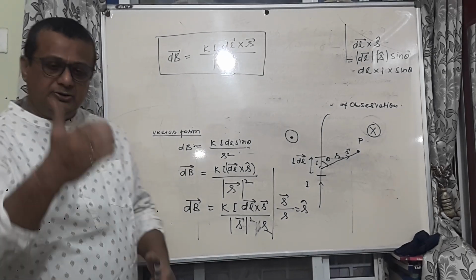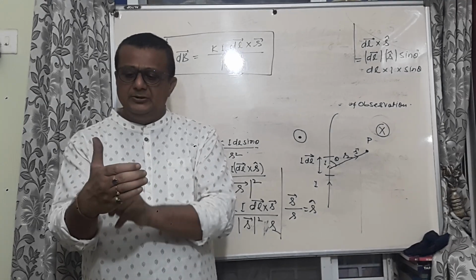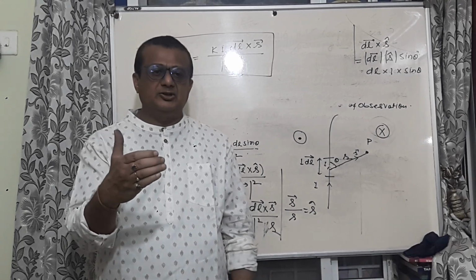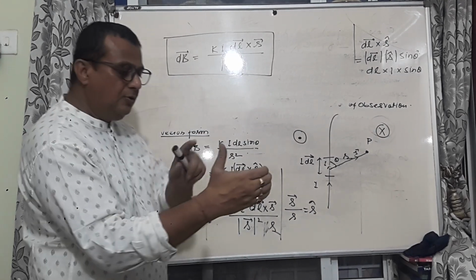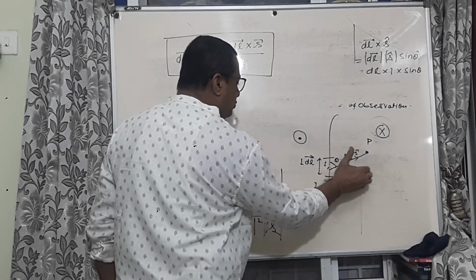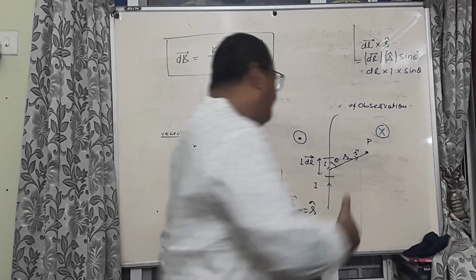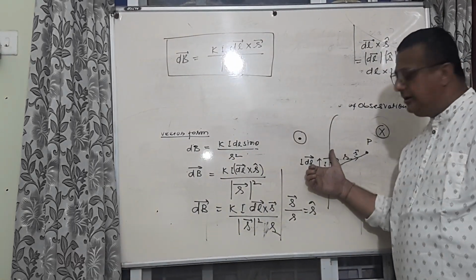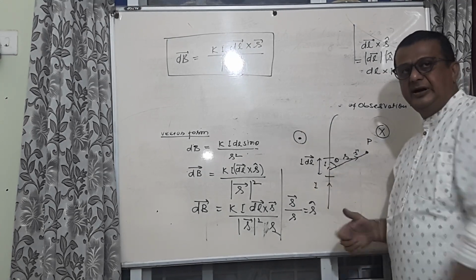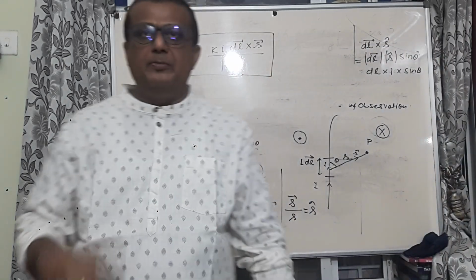Once more, this is the right hand, this is the thumb, this is the curled finger. If the thumb indicates the direction of current, then the curled fingers indicate the direction of magnetic field. So when we put the thumb along the direction of current and the curled fingers go inside the blackboard, the direction of magnetic field will be inside. And if the curled fingers point outside, the magnetic field direction will be outside here. So we can find the direction of magnetic field easily.